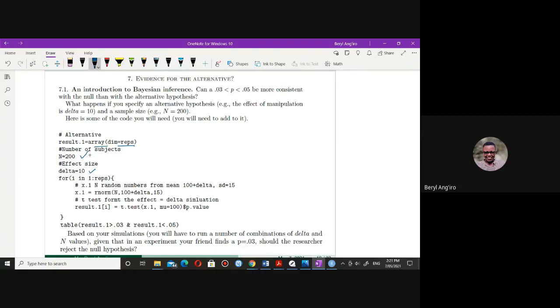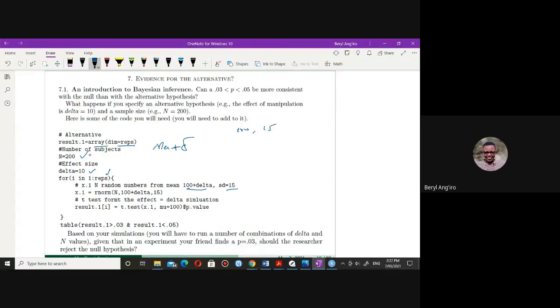Then for i in 1 up to the number of iterations, we have x dot 1, that is n random numbers from the mean, which is 100 plus delta, and standard deviation 15. So here we're only changing our mean. The original mean, we had mean of 100 and standard deviation 15. So we're only changing the mean by adding some value of delta.